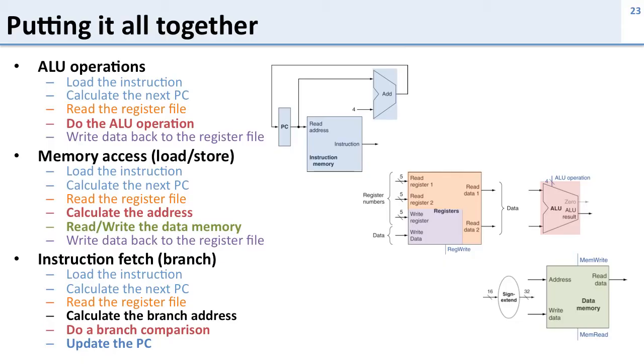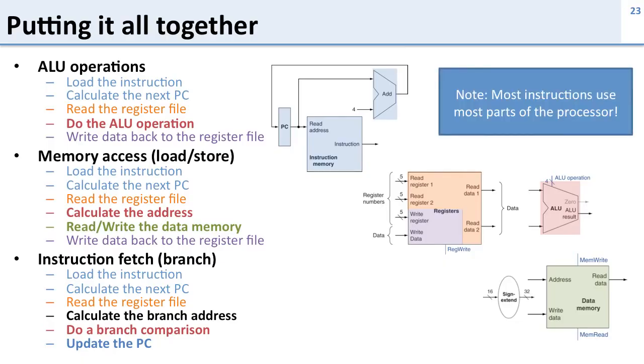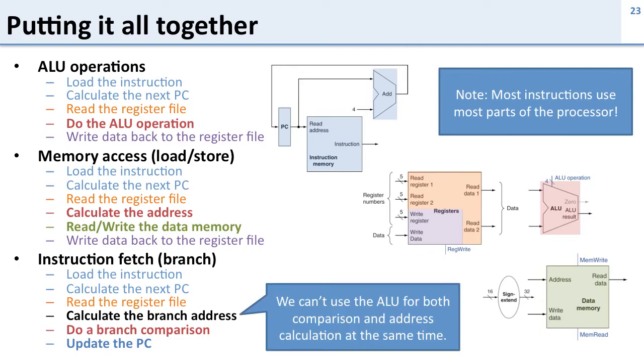So if we look across these different types of instructions, what we see is that most instructions are using most of the processor, and they can reuse those parts. So we don't need to have separate memory access or register files or ALUs for everything. Most of these can reuse the same parts. But we also notice that for instruction fetch we have a problem. We can't use the same ALU for both doing the branch comparison and calculating the branch address. So we're probably going to need another ALU for doing the branching.